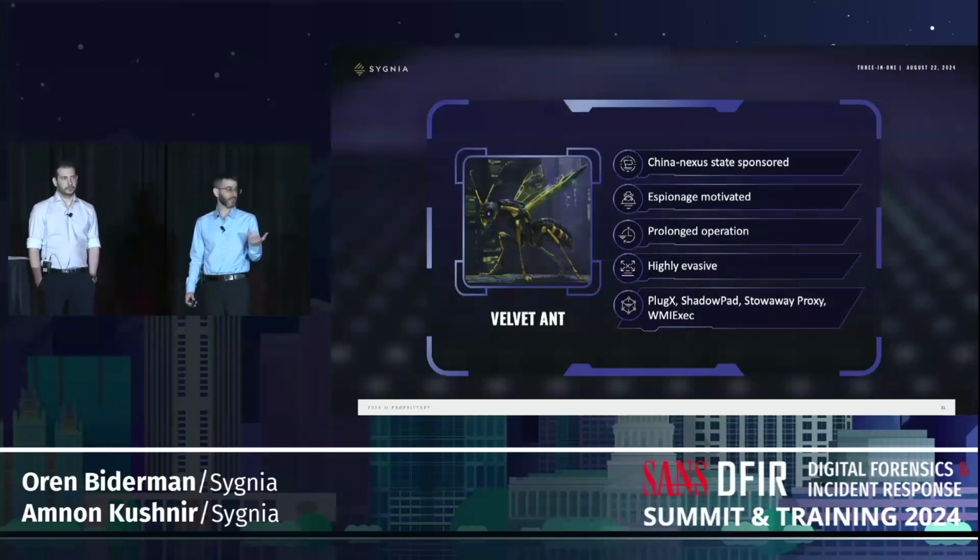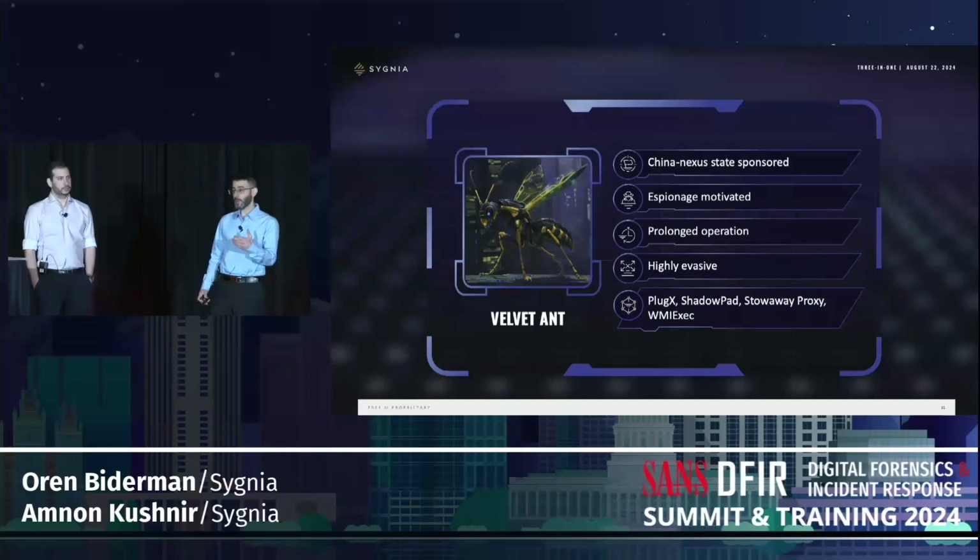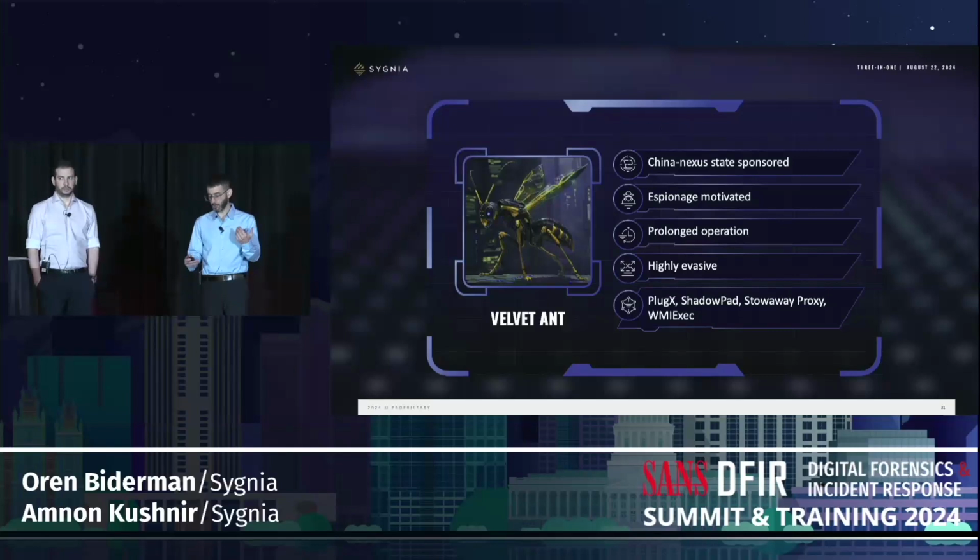Some of the tools that they used in this campaign were PlugX and ShadowPad, two remote access trojans characteristic of Chinese groups; Stowaway proxy, which was used to tunnel traffic throughout the network; and WMIExec, which is part of the Impacket toolset. It was used to execute code remotely on hosts.